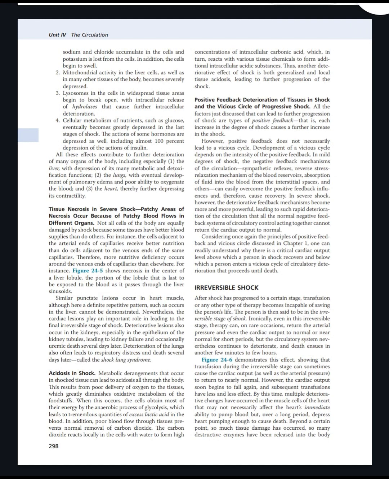You must know about tissue necrosis in shock: patchy areas of necrosis occur because of the patchy blood flow in different organs. Not all cells of the body are equally damaged by shock, because some tissues have better blood supply than others. For instance, the cells adjacent to the arterial end of a capillary receive better nutrition than the cells adjacent to the venous end of the same capillaries.